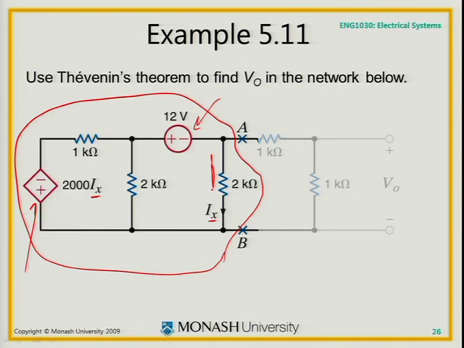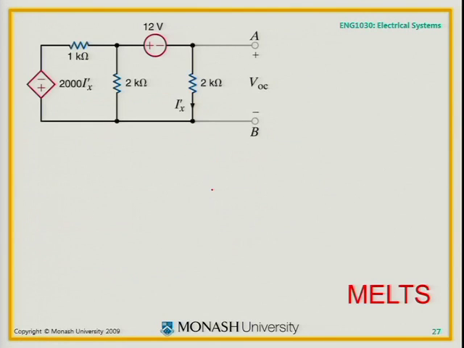So I want to get rid of that. Find the Thevenin equivalent of that circuit. First, find the open circuit voltage. So you find VOC, the voltage between terminals A and B. That's your question. So see if you can find VOC.